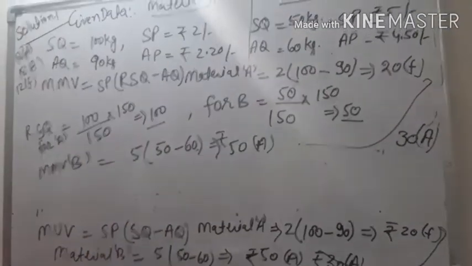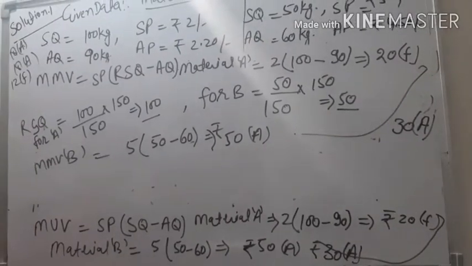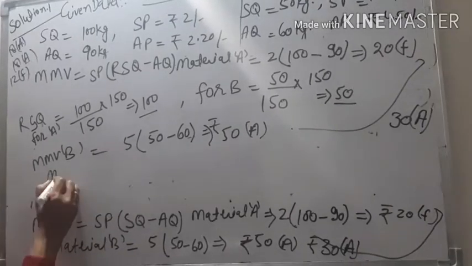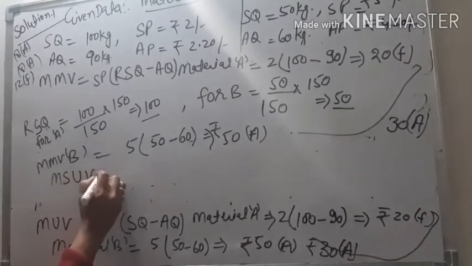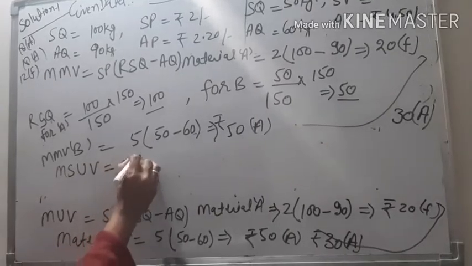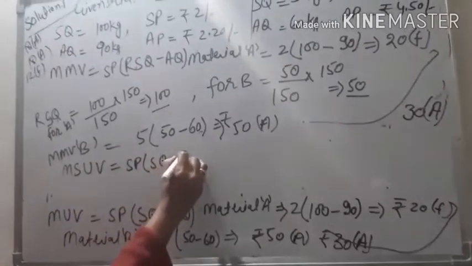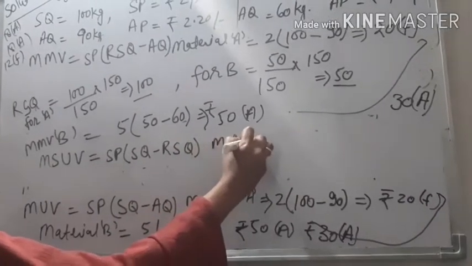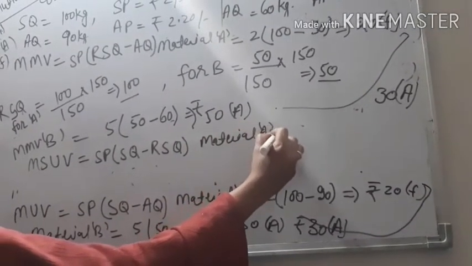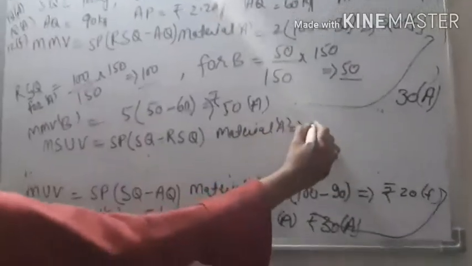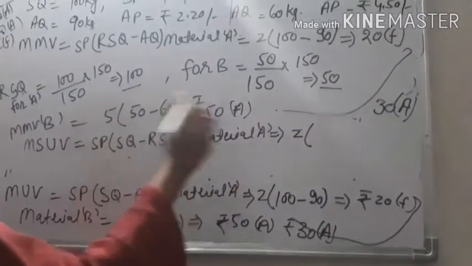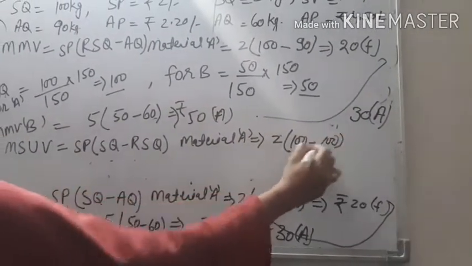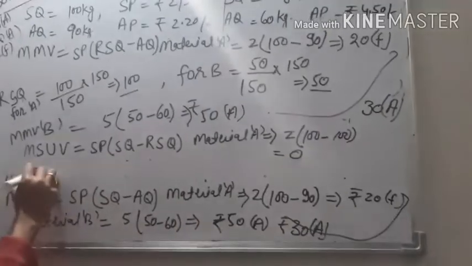And we will calculate material sub-uses variance. Material sub-uses variance will be 0, but we will calculate material sub-uses variance, and its formula is standard price, standard quantity minus revised standard quantity. For material A, we will put the values. Standard price for material A 2, standard quantity 100 for material A, revised standard quantity again 100, and this answer comes in 0.